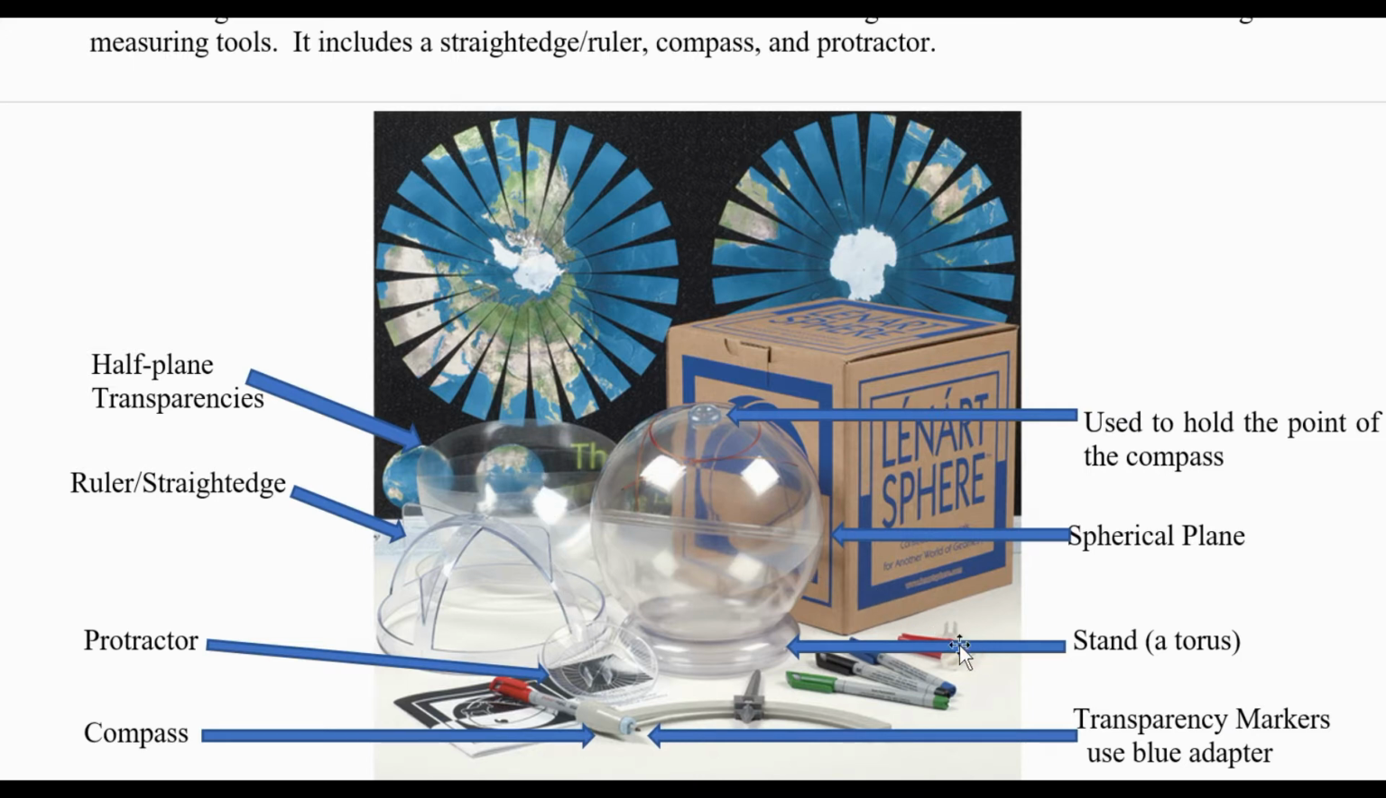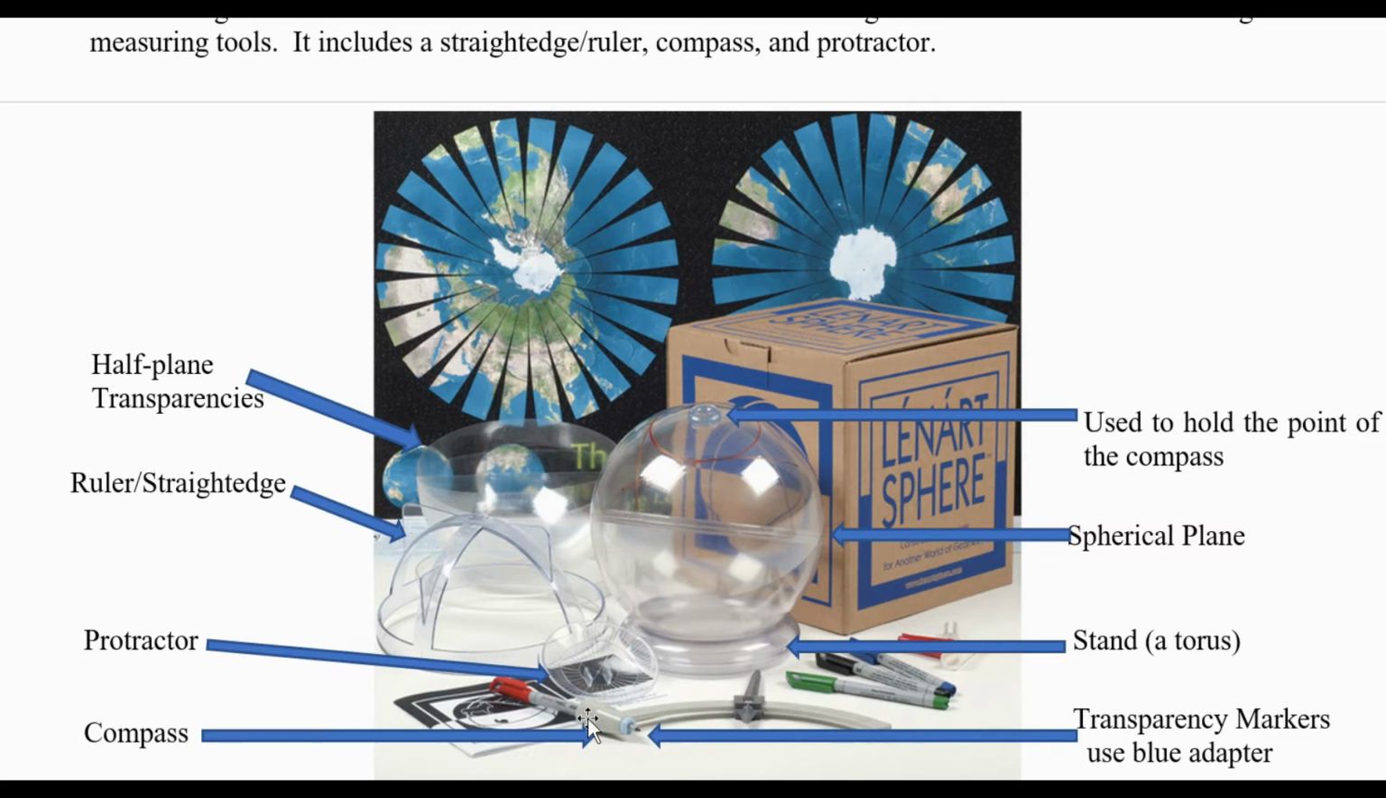This object right down here at the bottom is a spherical version of a compass. Like a compass, you have a pointed part and a part that draws. To draw, you insert a transparency marker. So this should be not a permanent marker for sure, but actually a wet erase marker, like a transparency marker. If you're in my class, you should have gotten some in there. There are different little adapters that you can plug in there for different size pens. The blue one works for the pens that I actually have in the box.